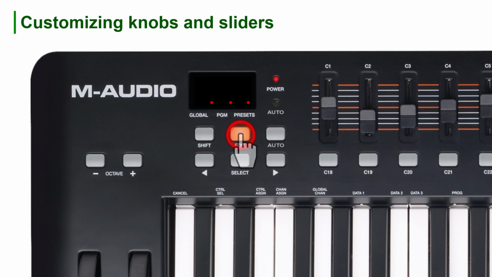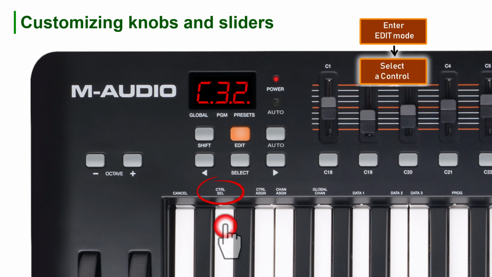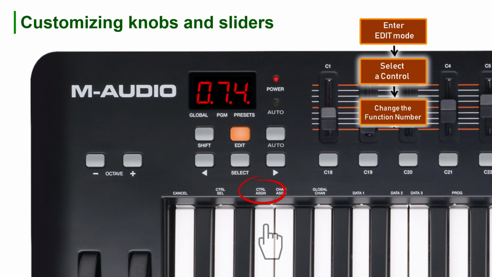I'll enter edit mode and start by specifying which control I want to customize. I'll press the Control Select key, then nudge the slider on the left so that the Oxygen knows which control I want to edit. Notice that the LED screen shows that I've selected control number 1, which corresponds to the label above the slider. To change the function of the slider, I'll press the Control Assign key. The display now flashes the function number 74, which tells me that the slider is sending CC74 messages.